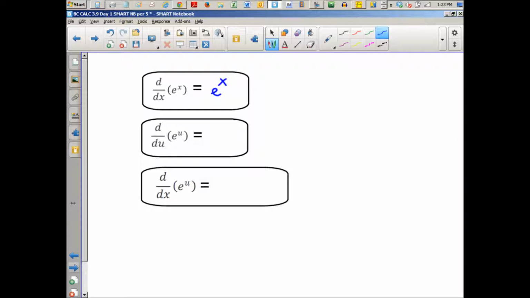Is it the only function like that? I want to say yes. Yes. Pretty neat though, isn't it?